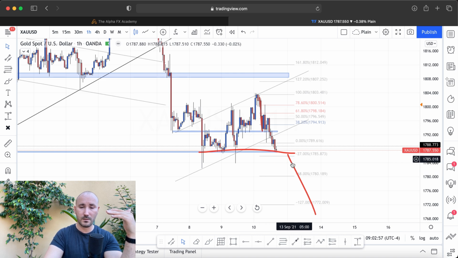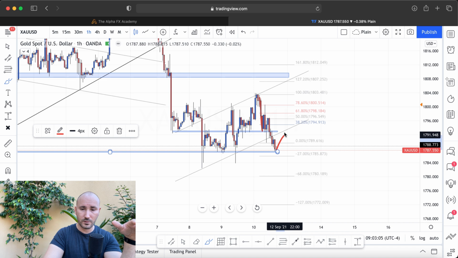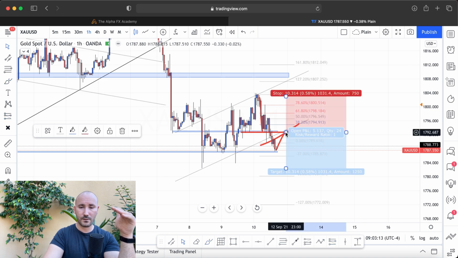So here's going to be the playbook for next week. If price is respecting the 1787 level, and if it pulls back to the bottom of this trend line, retesting the support level, retesting the trend line, there is a sell opportunity. So let me just put a sell position here.